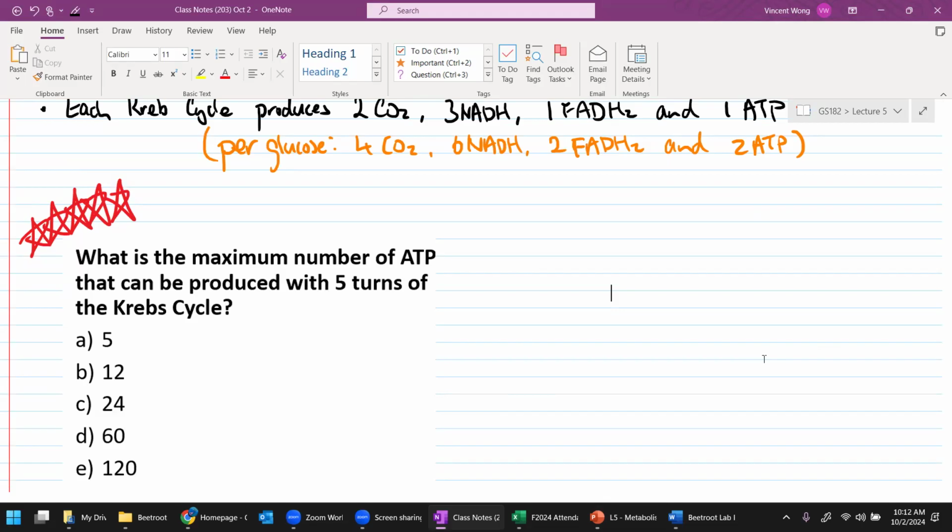5 turns. Okay, you can work it out and then tell me what you think, and then I'll take it up with you. And then that will be it for today.